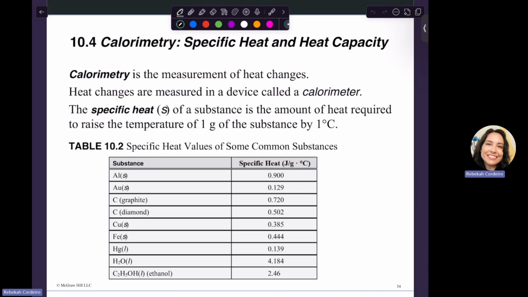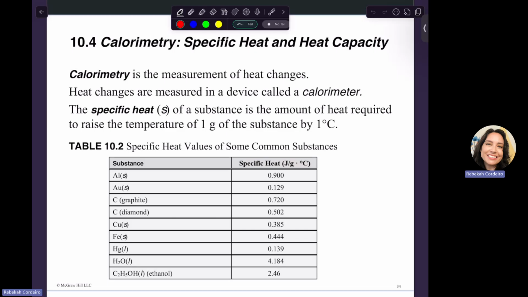a basic calorimeter. And then the specific heat, S, of a substance is the amount of heat needed to raise the temperature of 1 gram by 1 degree C. And in class, we're going to look at this in several real life scenarios, so you can get a better idea of this concept. But the more heat you need to change the temperature, the higher the specific heat.